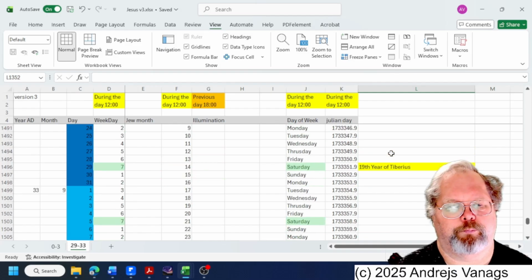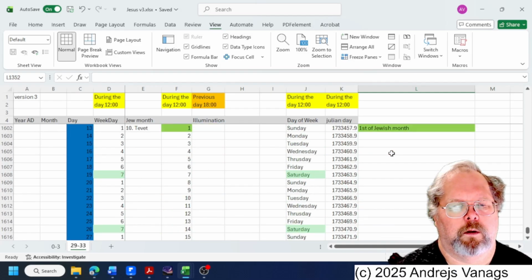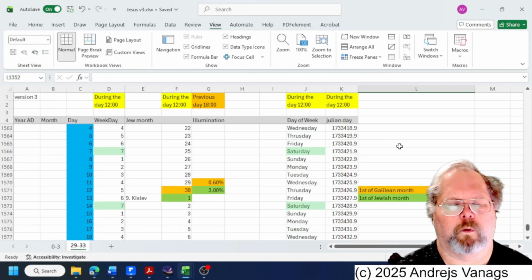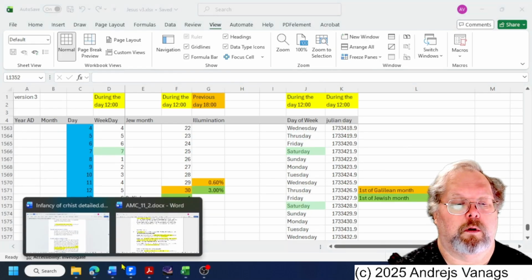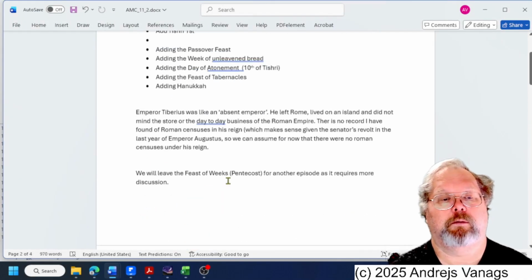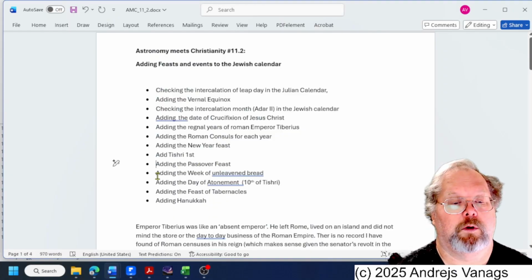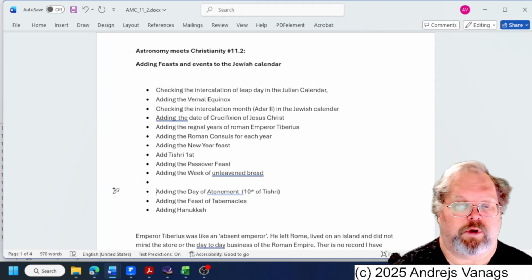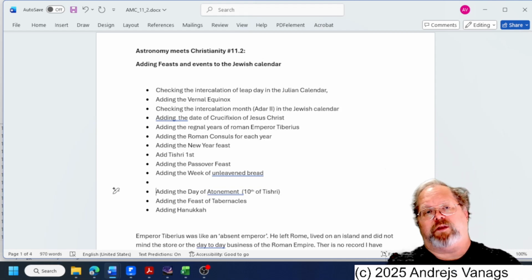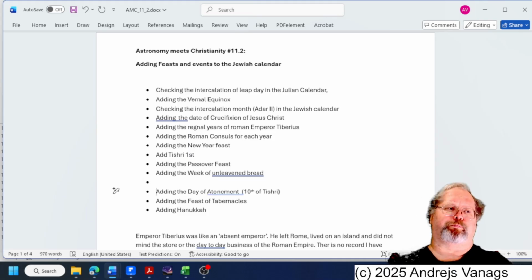And that's it. Simple enough. So let's keep going down the line. We added the Passover feast. We added unleavened bread. Now we need to add the Day of Atonement. The Day of Atonement is important because it is the only day in the Jewish calendar at the time in which you fasted the whole day.